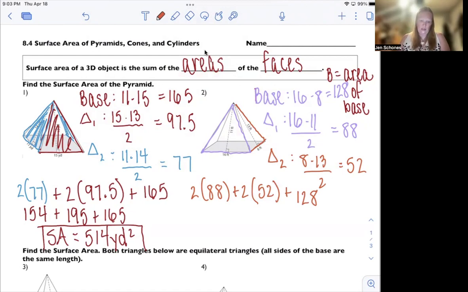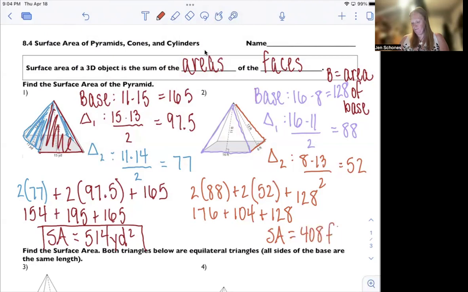Okay, so 88 times 2, 176. 52 times 2, 104. And 128. All right, let's add them up. So 176 plus 104 plus 128. Woohoo! Surface area is 408 feet squared.